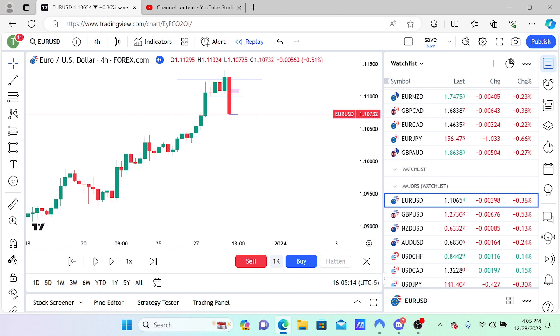And now it's done this in London session. I want you to pay very close attention. It's done this in London session. It swept that liquidity, that higher time frame liquidity in London session. And you have an imbalance down below serving as a draw.